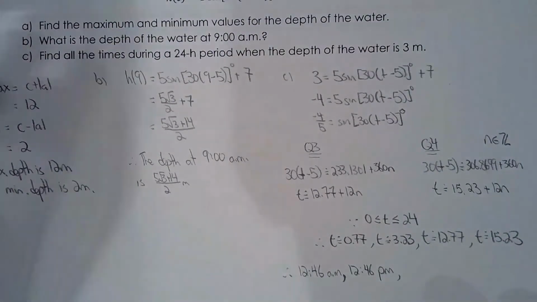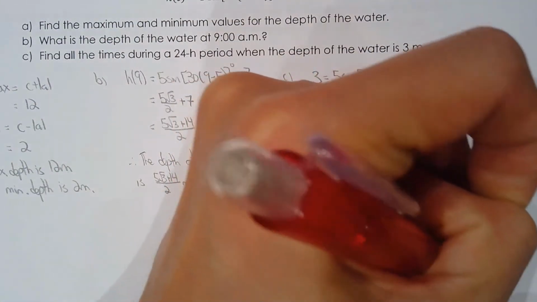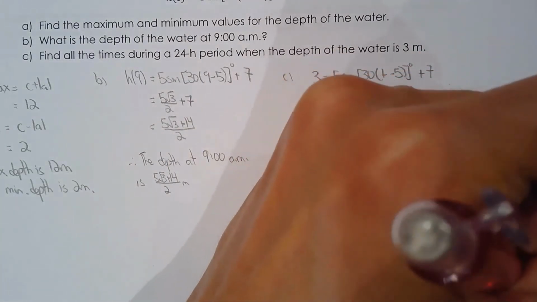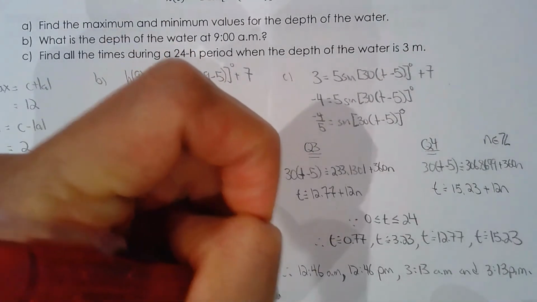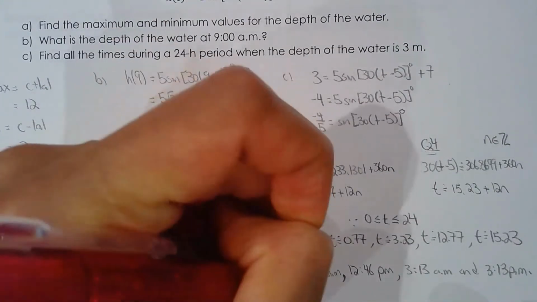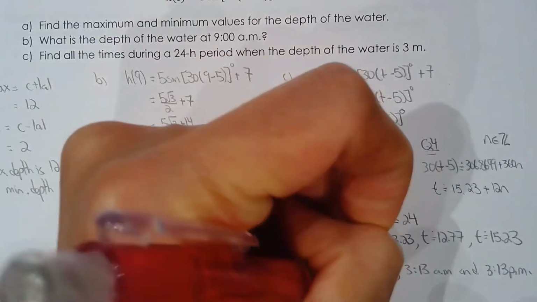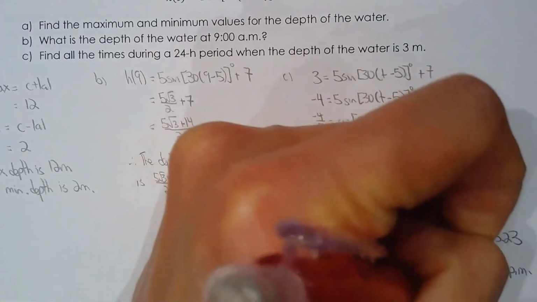Okay, so this is the question which really bothers a lot of students. You first have to remind yourself about the CAST rule, and then you have to remind yourself about coterminal angles. So that's how you get all the solutions, and then based on the restriction of the situation, you reject whatever solutions don't fit the criteria.